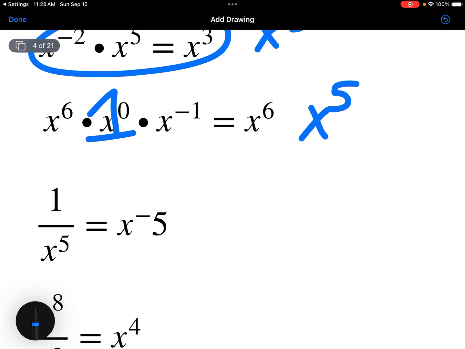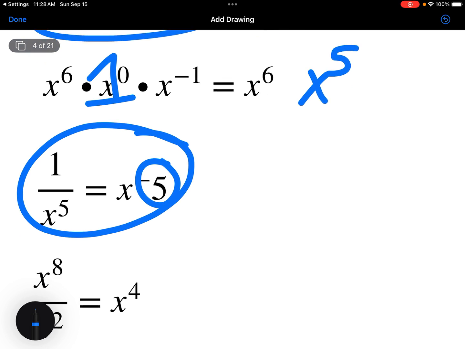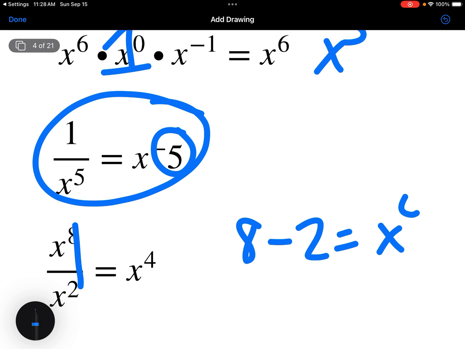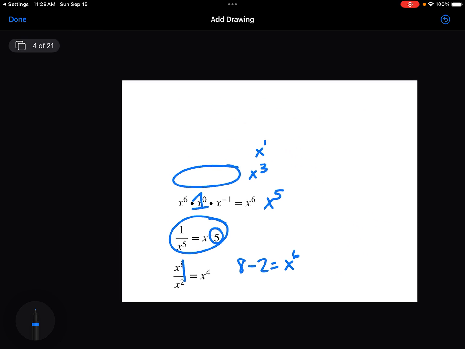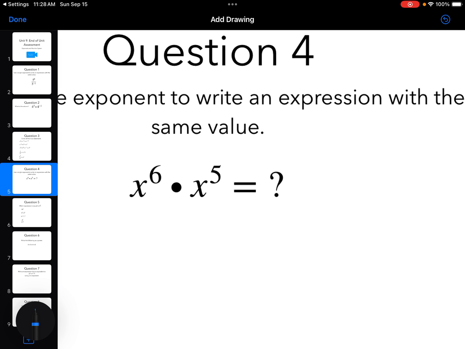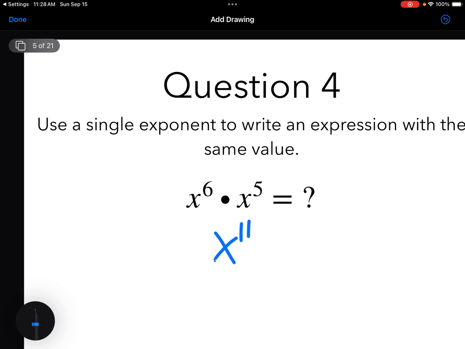All right, these two are equivalent because anything to the negative exponent becomes a fraction. I'm going to subtract these two, so 8 minus 2 is x to the 6th power. All right, write as a single exponent, so I have to add those two, so I get x to the 11th power.